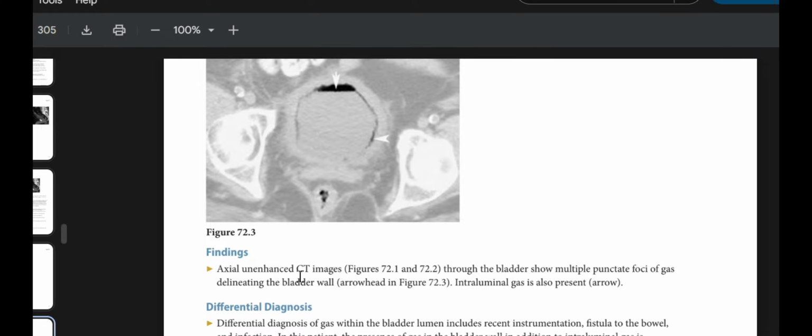These are axial unenhanced CT images through the urinary bladder, showing multiple punctate foci of gas delineating the bladder wall. So here there are multiple foci of gas delineating the bladder wall. There is also intraluminal gas. This is the urinary bladder lumen, this is the fluid within the urinary bladder and this is the gas. This is the air fluid level. So there is also intraluminal gas within the urinary bladder.